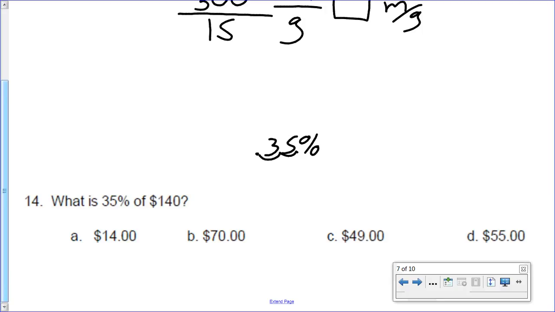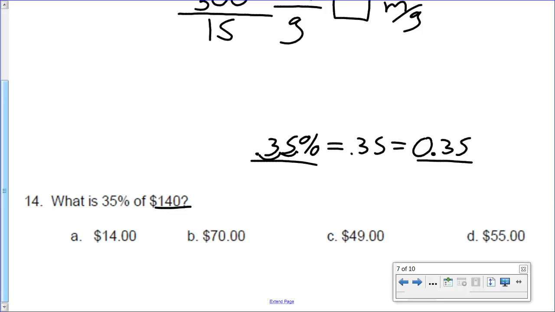Only 2 places, and you do it every time. So if you move it 2 places to the left, that gives you 0.35. And this decimal is equal to that percent. Excuse me. So now all we have to do is we multiply this decimal times 140, and that will give us 0.35, or 35 hundredths.